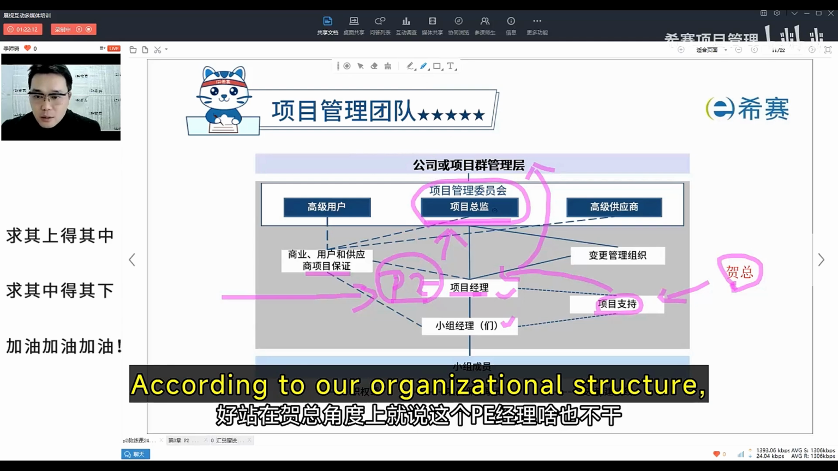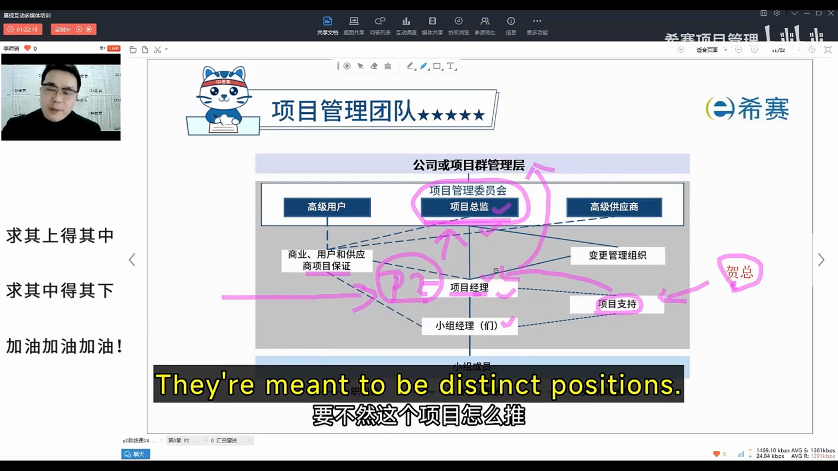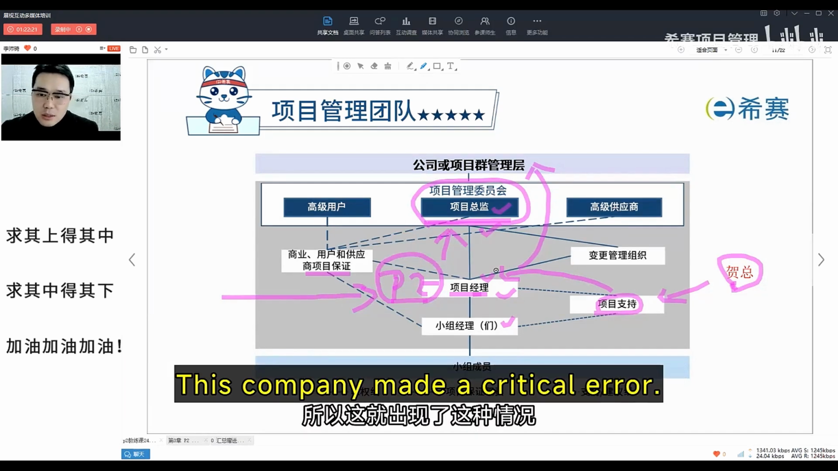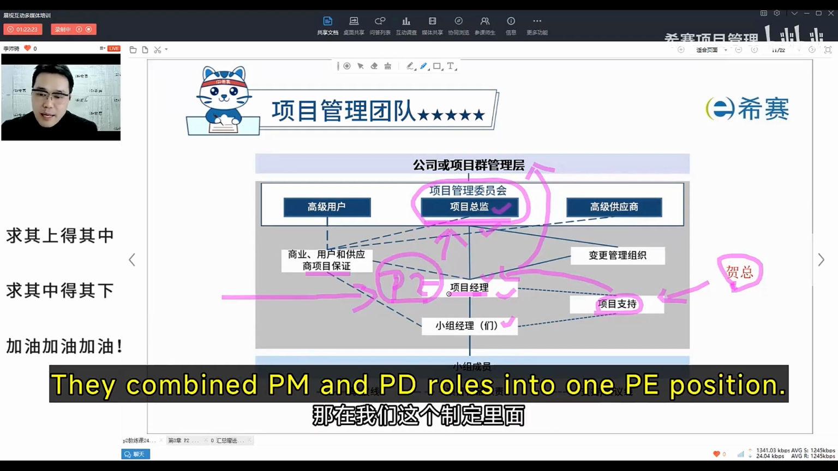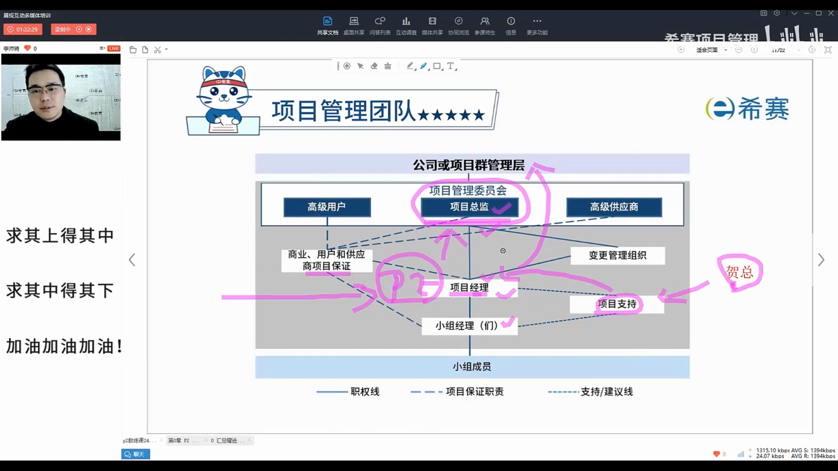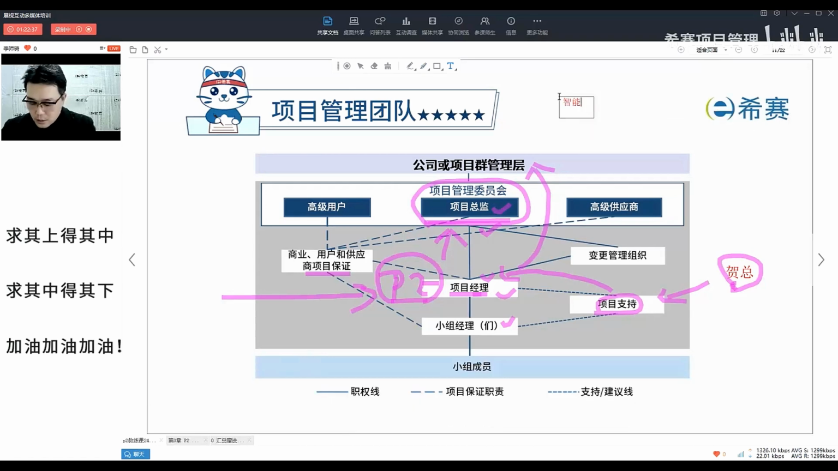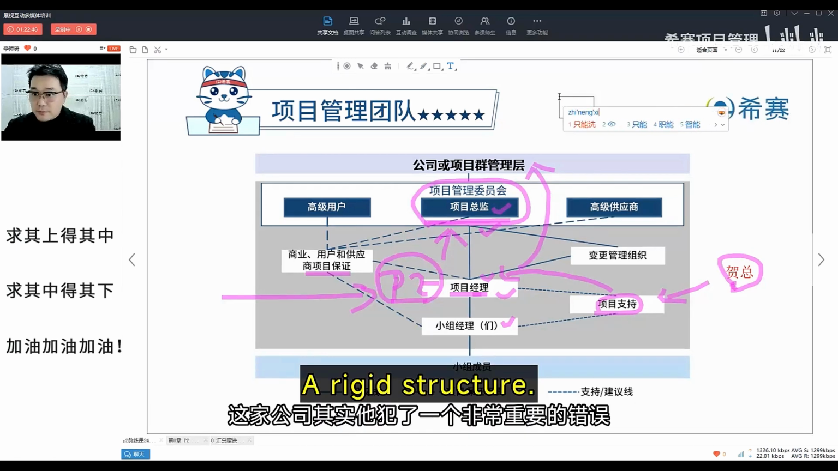According to our organizational structure, project director and project manager are separate roles. They're meant to be distinct positions. This company made a critical error. They combined PM and PD roles into one PE position. And that's what caused this whole problem. On top of that, we're dealing with a traditional hierarchy. A rigid structure.